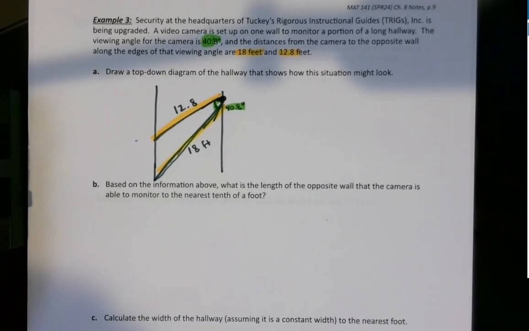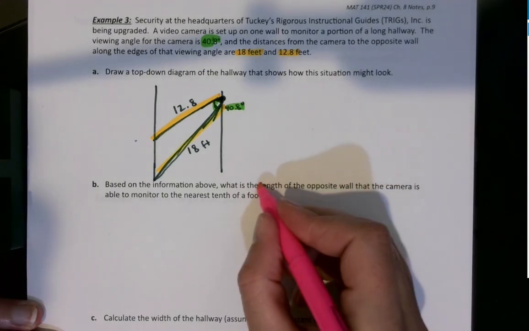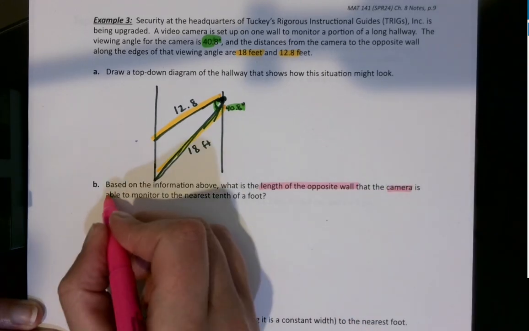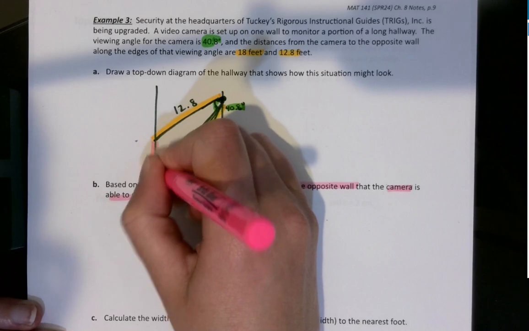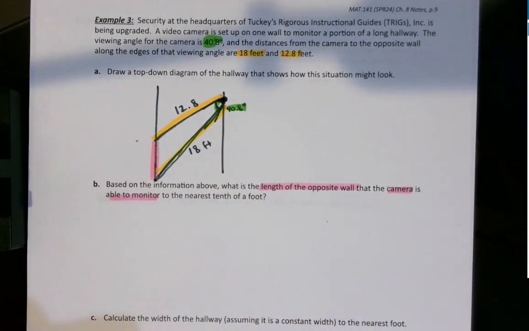Part B asks me, based on the information above, what is the length of the opposite wall that the camera is able to monitor and see to the nearest tenth of a foot? So we're being asked what that distance measurement is.